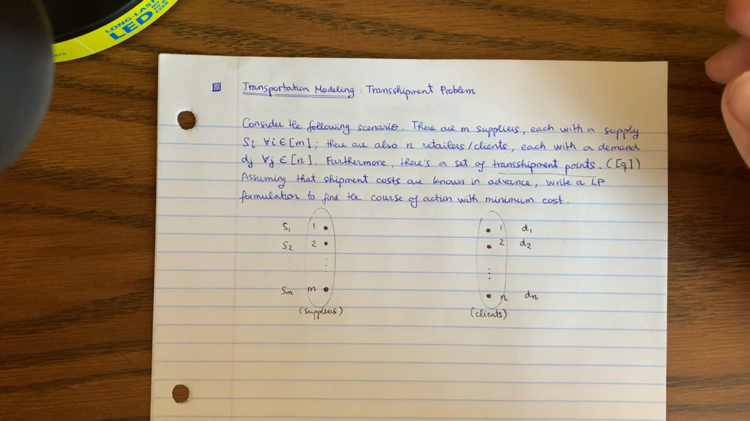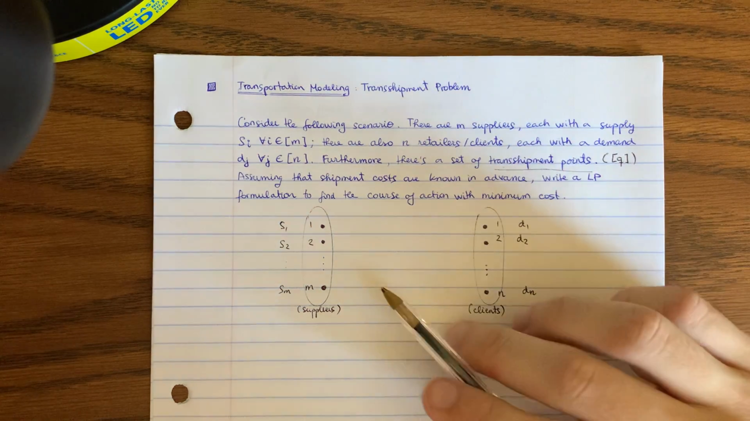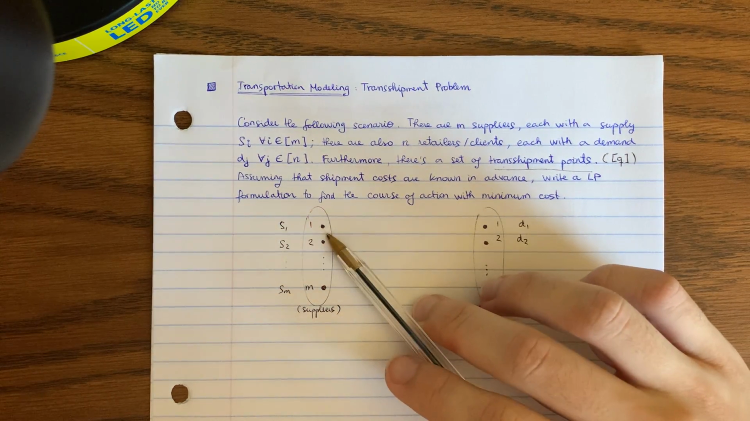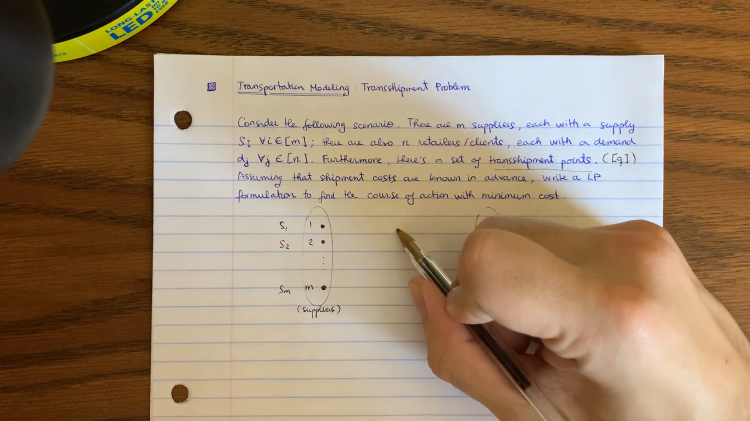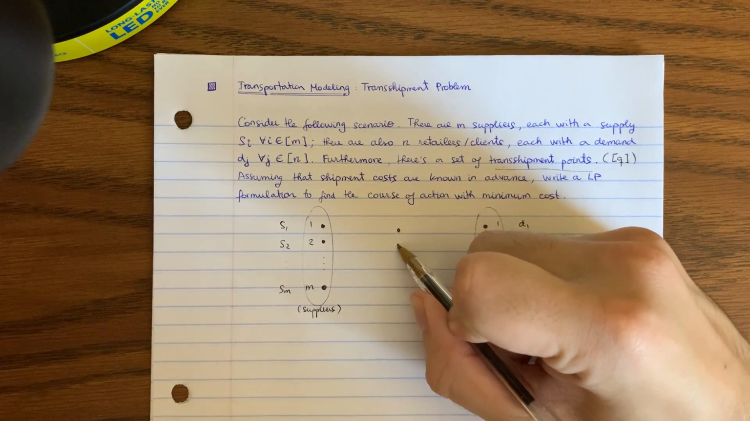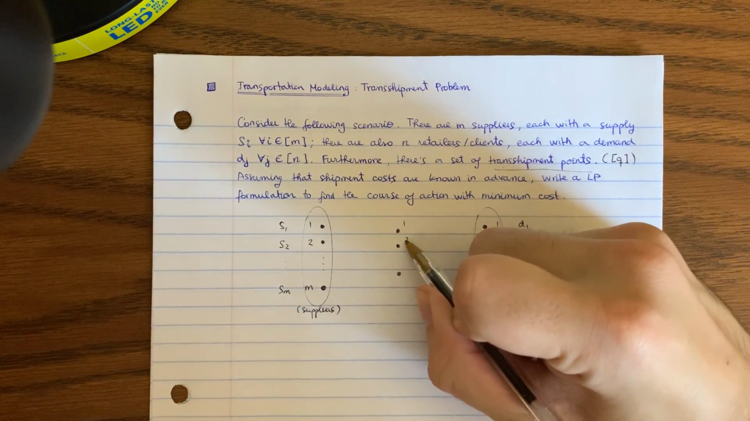And of course, there are more generalized versions of the problem, but this time we're going to assume that everything that gets sent from the suppliers to the clients has to go through exactly one transshipment point, okay? So let's just draw them all. I said Q of them, so I'll just draw a couple, right? 1, 2, Q.